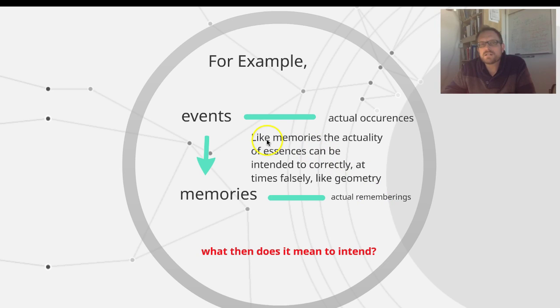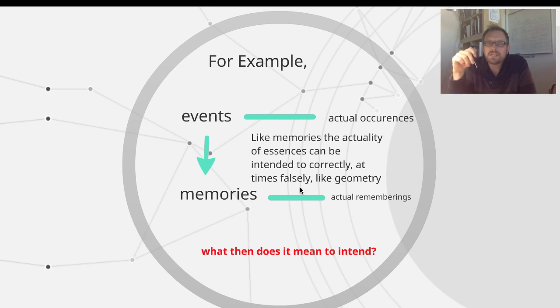Now, his argument here is that an essence is like a memory, right? The actuality of the essence can be intended correctly, at times falsely, like geometry, right? So think about the geometer. The person who's doing geometry is looking at parallel lines or something, right?